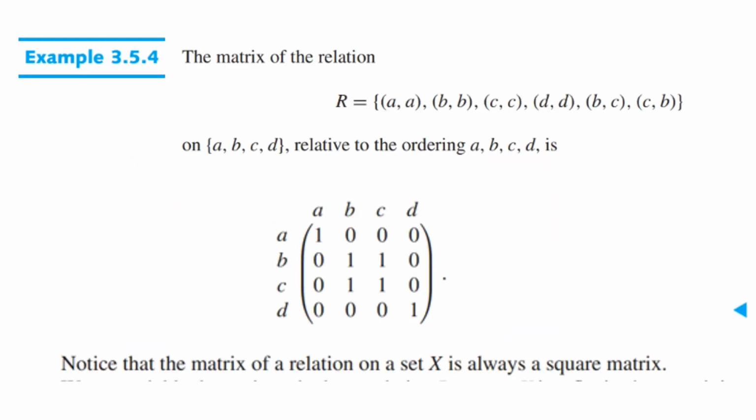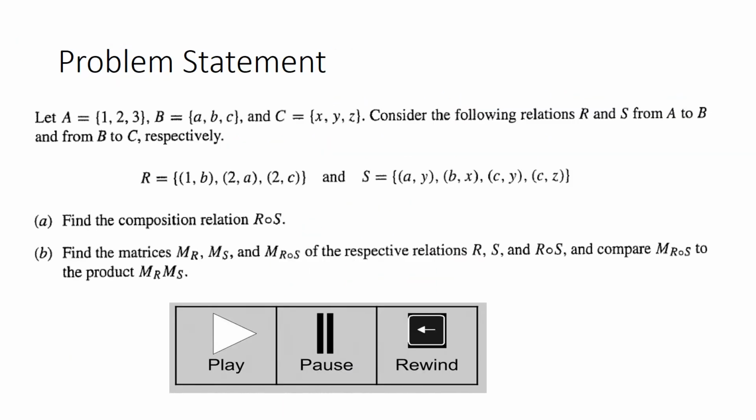Here is an example where you have a relation defined on a set X. So that means that this set is set X and that set is set X, and it's in the same order. And notice that whenever we're going X to X, we always have a square matrix. This example is referred to in several other problems and illustrations. That's why I showed this one to you.